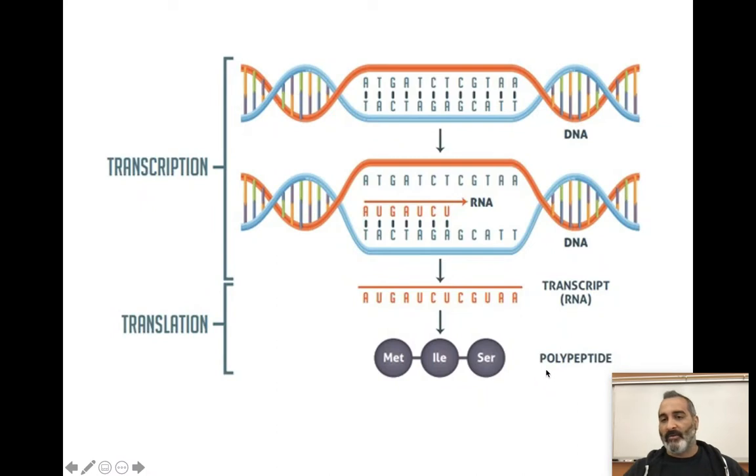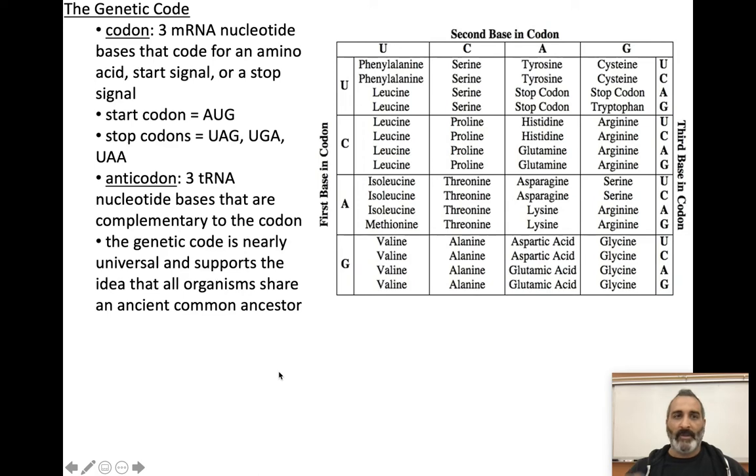In this case, it's called a polypeptide. A polypeptide just hasn't folded and become a protein yet, but polypeptides become proteins. So for what you need to know, you can assume this is a protein. Today we're going to discuss translation, the part that takes the RNA and converts it into a protein, or in this case, a polypeptide. All right, let's begin. So let's talk about the genetic code.